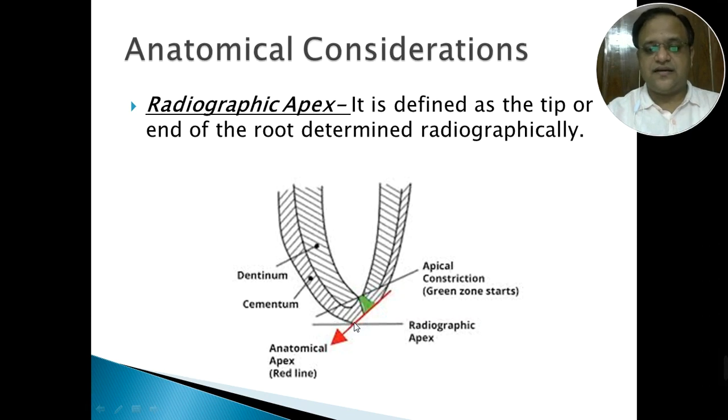It is just a two-dimensional image, and it can be different from the anatomic apex, and mostly it is different. Anatomic apex can be away from the radiographic apex from 0.5 mm to 3 mm in different teeth. Let's take another example to differentiate radiographic apex and anatomical apex in a very clear picture.